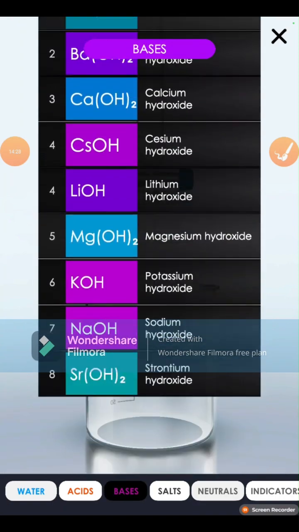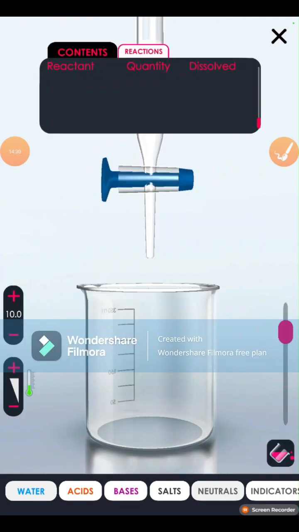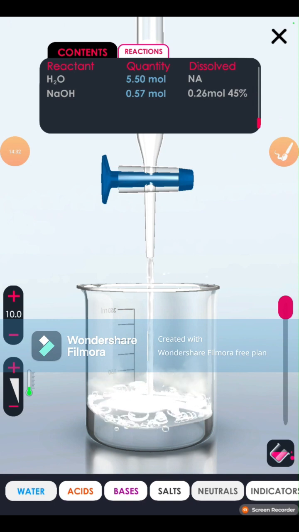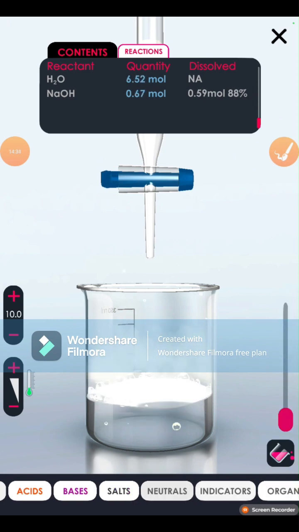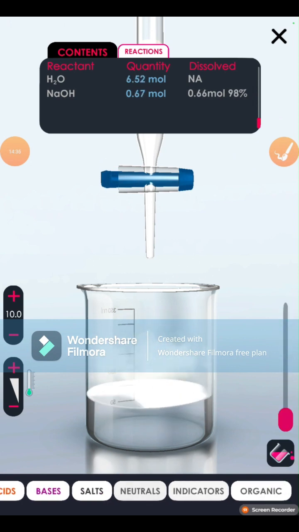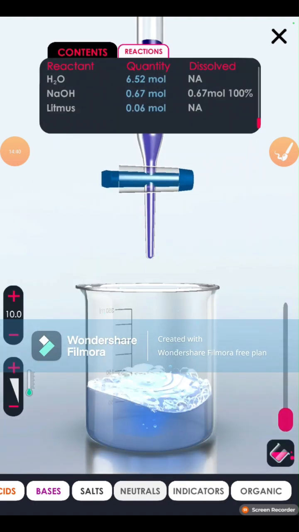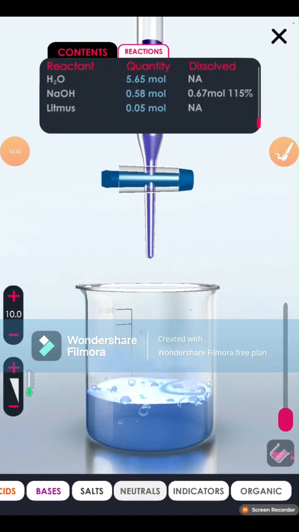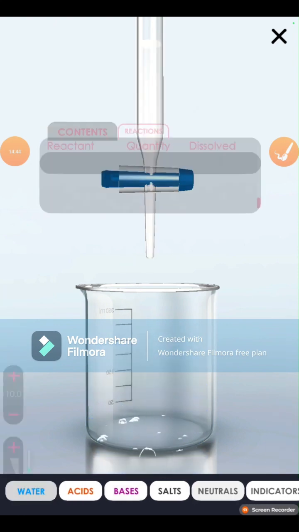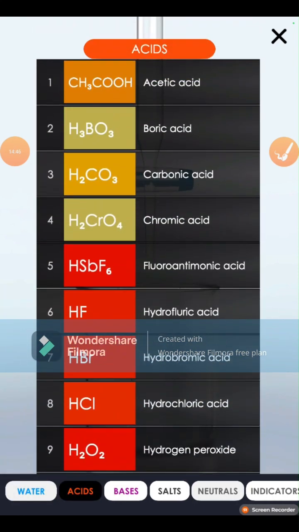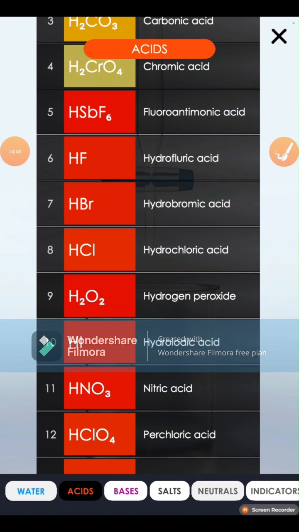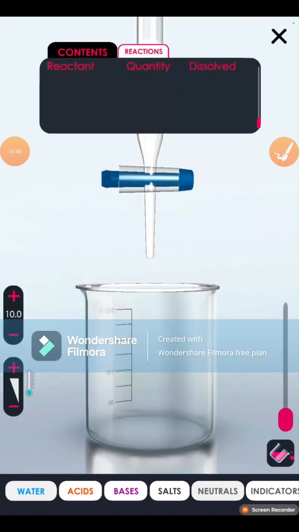So let's check what happens if a strong base is over here. Okay. So I put a strong base. And now let's put litmus indicator. It would be very dark. As you can see, it's very dark. Now let's put acid over here. Let's put a strong acid that is inside our stomach, which is hydrochloric acid.